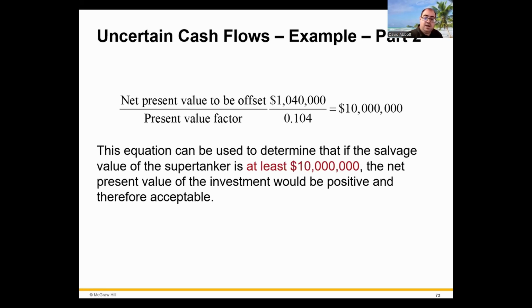If we calculate the net present value that we need to offset, which is 1,040,000, and divide by the present value factor, which is 0.104, then it would be 10 million. So this equation can be used to determine that if the salvage value of the supertanker is at least $10 million, the net present value of the investment would be positive and therefore acceptable.